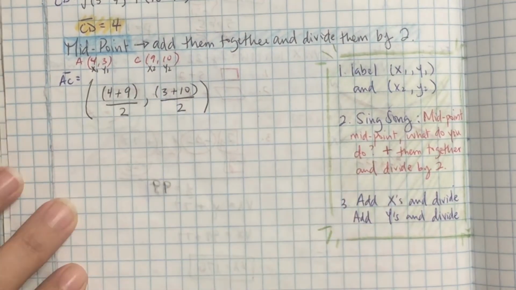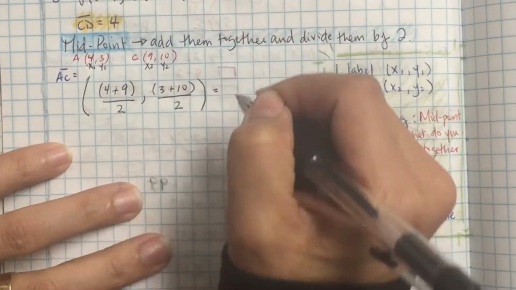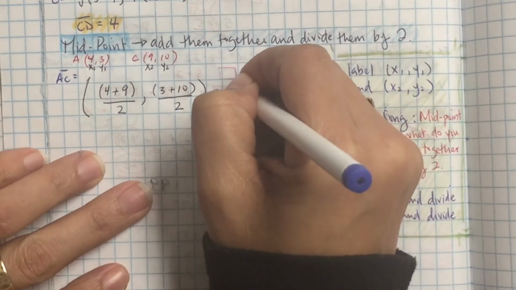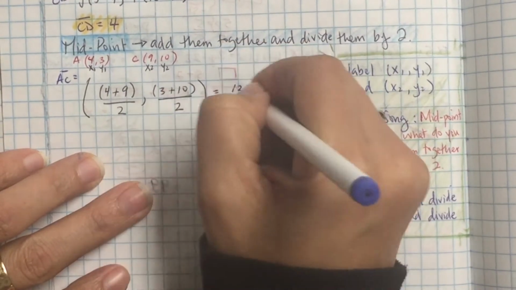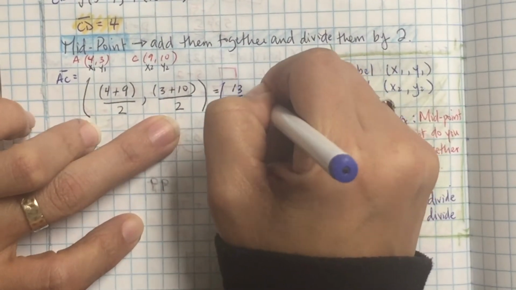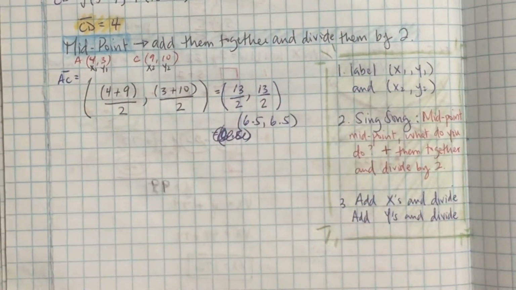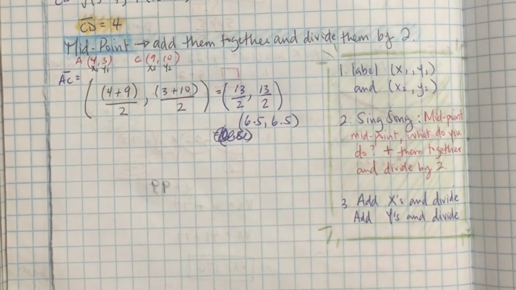Once you've done that, you just simplify it. So 4 plus 9 is 13 over 2. And then the y coordinate is 3 plus 10, which is 13 over 2. And when you punch it out in the calculator, you're going to get 6.5 for both.